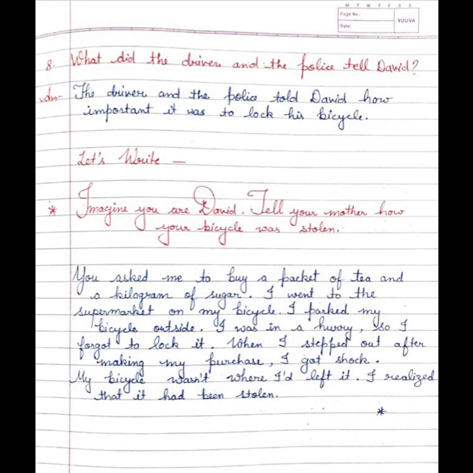इट्स वेरी ईजी पैराग्राफ. आपको इमेजिन करना था कि आप डेविड हैं और अपनी मदर को बता रहे हैं कि आपकी बाइसिकल कैसे चोरी हुई है. सो इन दिस वे यू कैन टेल योर मदर यू आस्क्ड मी टू बाय, आपने मुझे बोला था कुछ खरीद के लाने के लिए, टी या शुगर का पैकेट, और फिर जब मैं सुपरमार्केट गया तो वहाँ पर मैंने अपनी साइकिल पार्क की, और पार्क करने के बाद आई फॉरगॉट टू लॉक इट, मैं उसको जल्दी जल्दी में वॉज इन अ हरी, जल्दबाजी में मैंने उसको लॉक नहीं किया. एंड देन आई गॉट टू नो इट वॉज स्टोलन बाय समवन.